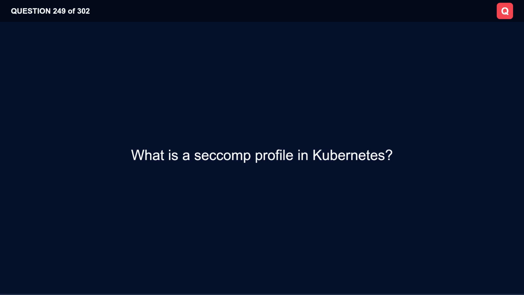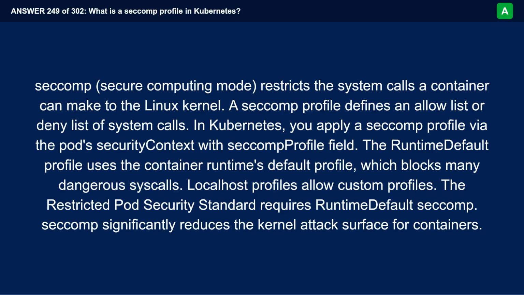What is a seccomp profile in Kubernetes? Seccomp, secure computing mode, restricts the system calls a container can make to the Linux kernel. A seccomp profile defines an allow list or deny list of system calls. In Kubernetes, you apply a seccomp profile via the pod security context with the seccomp profile field. The runtime default profile uses the container runtime's default profile, which blocks many dangerous syscalls.